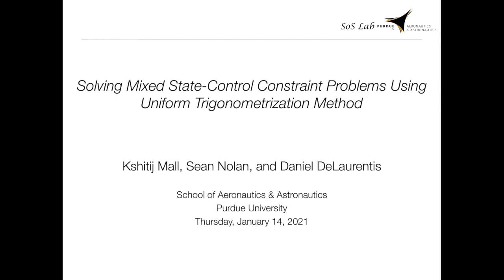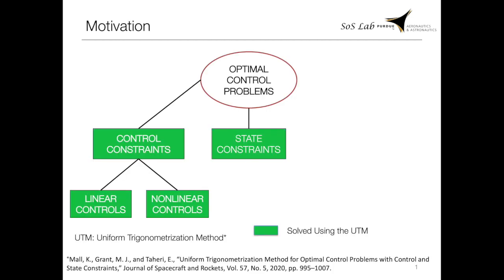Today, in the next 10 minutes, I want to share an update regarding a method I presented in SciTech last year. This method, called the Uniform Trigonometrization Method or the UTM, uses trigonometric functions to impose different types of control and state constraints for complicated optimal control problems. This has been published recently in the Journal of Spacecraft and Rockets, so you can read more about these complicated problems and how UTM solved them.